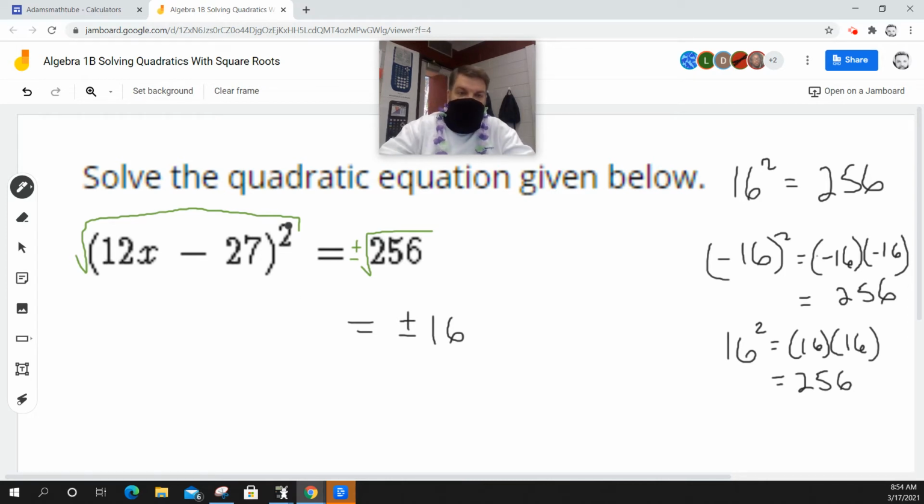Okay. Now over here, just like on the last problem, I'm squaring this stuff, but when I take the square root, I'm undoing the work. So what I'm left with is 12x minus 27. Here it gets a little tricky. Now I'm going to solve. Let's add 27 to both sides. Okay.